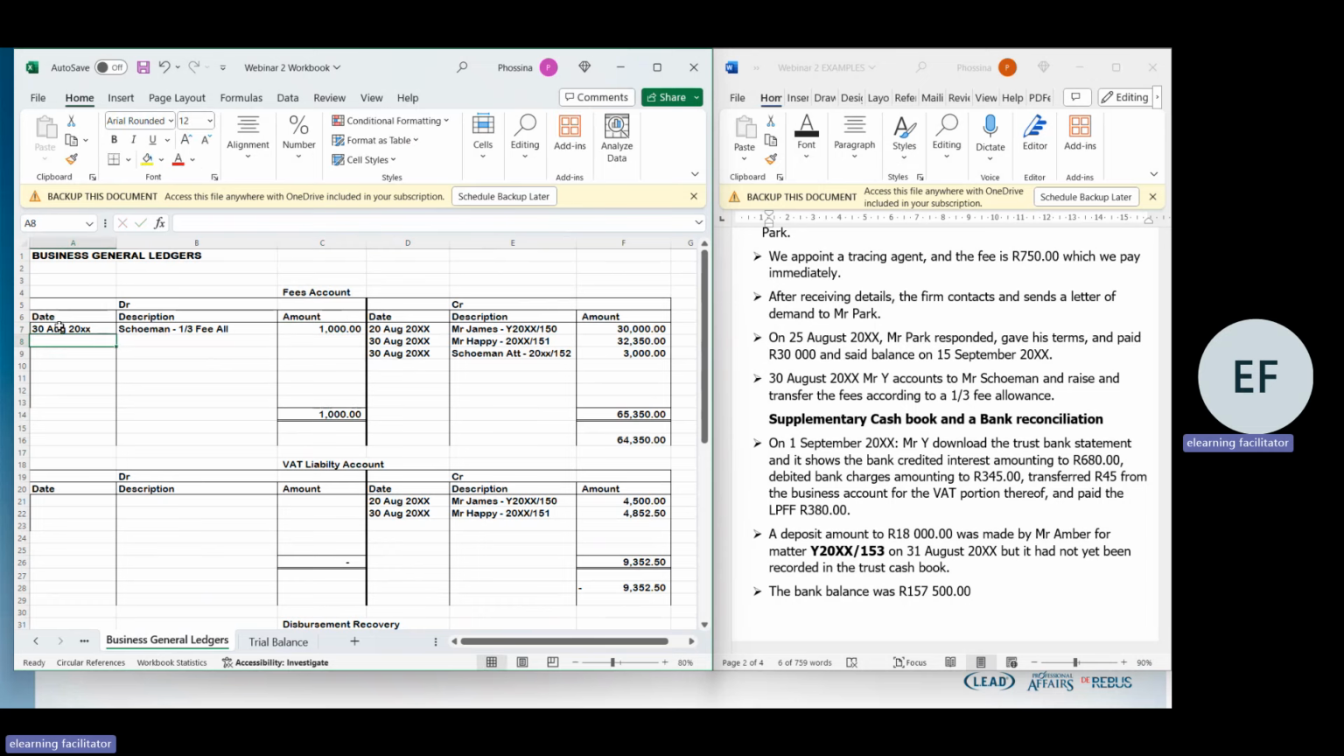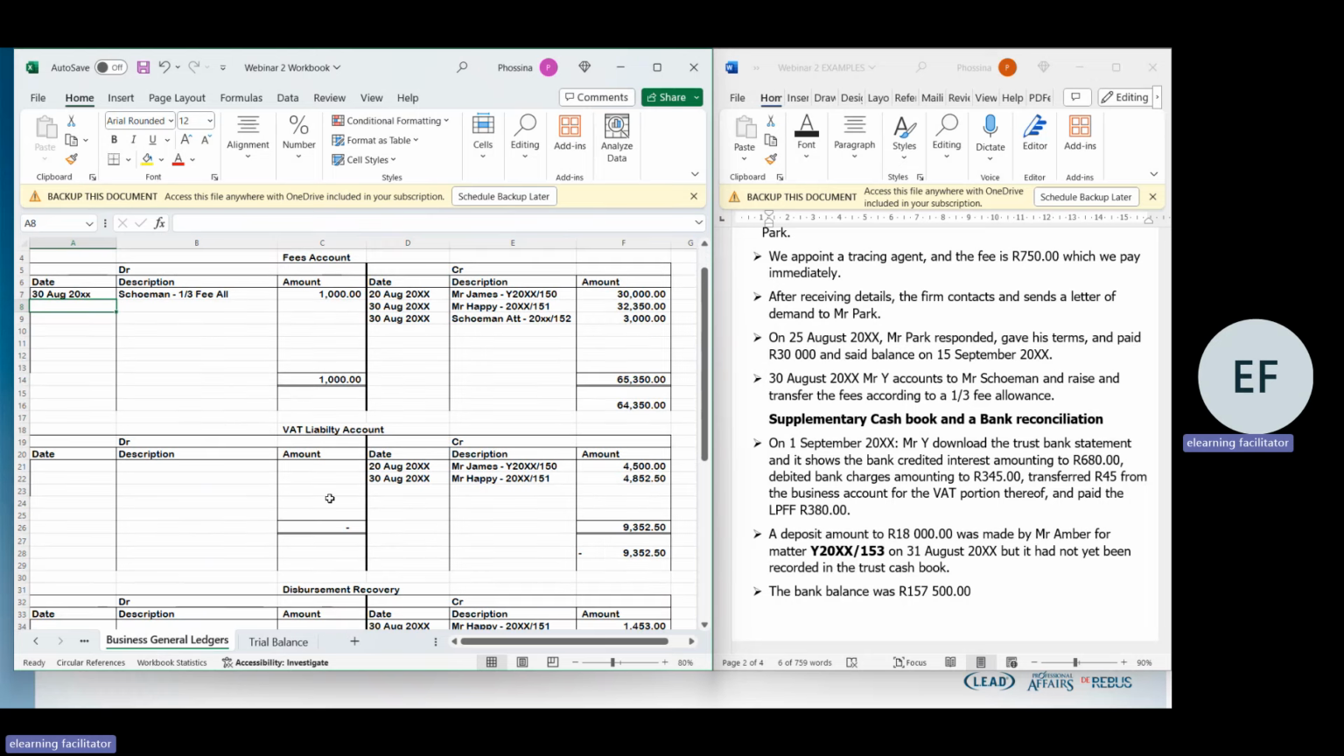So now we are recording the same way that we worked out. And then the next part is the VAT component. If we have it registered, you remember the 3 steps: the data, the fee account, the VAT liability account. And then this is Skuman attorneys.